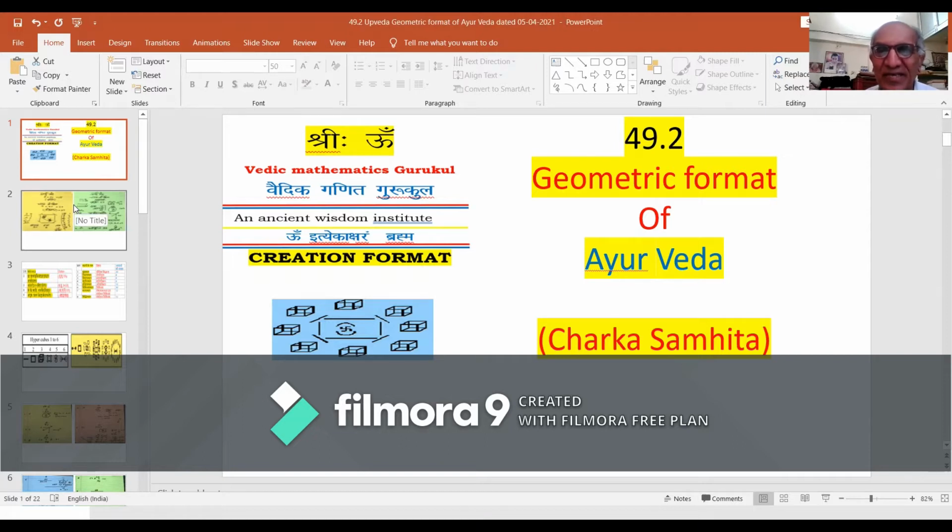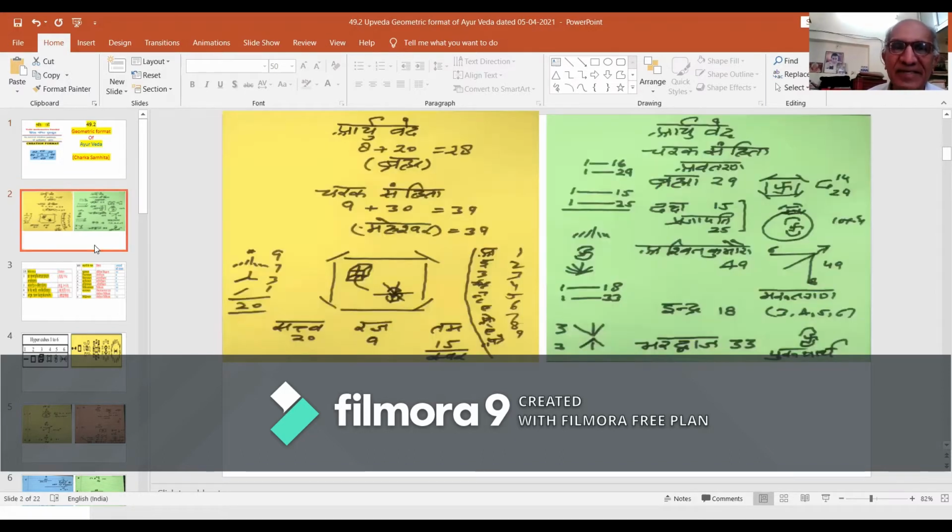We are visiting the geometric format of Ayurveda, Charak Samhita. Charak Samhita is the principal scripture of Ayurveda. Let us begin with the formulation Ayurveda itself. The formulation Ayurveda is leading us to TC value Divyank Vyavastha 8 plus 20 as 28.